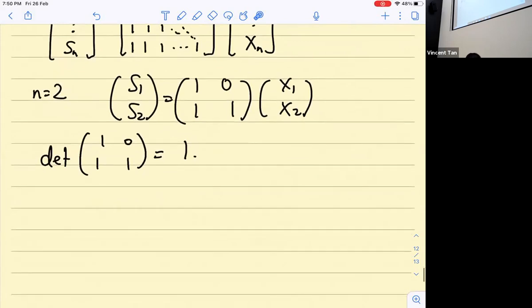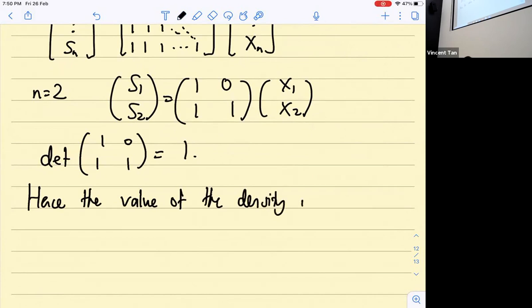All right. So if you do not know this, it's okay. I'll draw a picture for you. Then you will see this, at least for the n equals 2 case. Hence, the value of the density is unchanged as a result of this linear transformation.